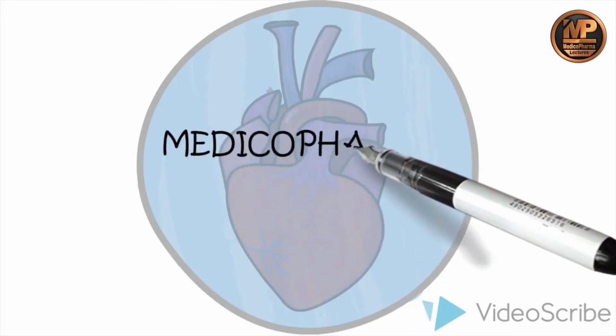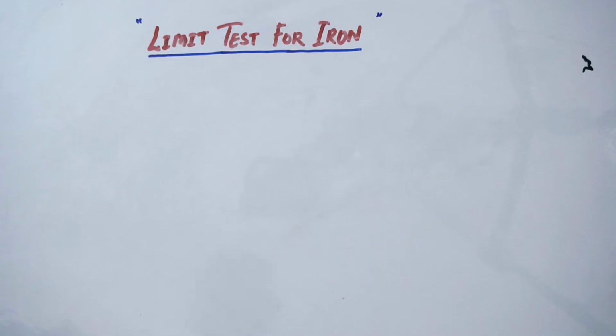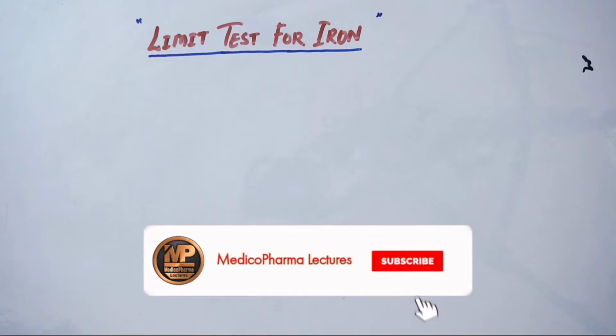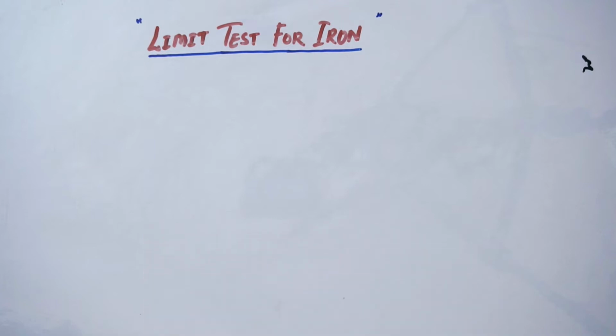Today we are going to continue with another lecture in pharmaceutical inorganic chemistry, where we will discuss limit test. We have already completed the introductory part for limit test, as well as the limit test for sulfate and limit test for chloride in our previous lecture. If you have missed it, you can go to our previous lecture under the pharmaceutical inorganic chemistry playlist and study it from there. Today we are going to discuss limit test for iron and various important questions related to this topic.